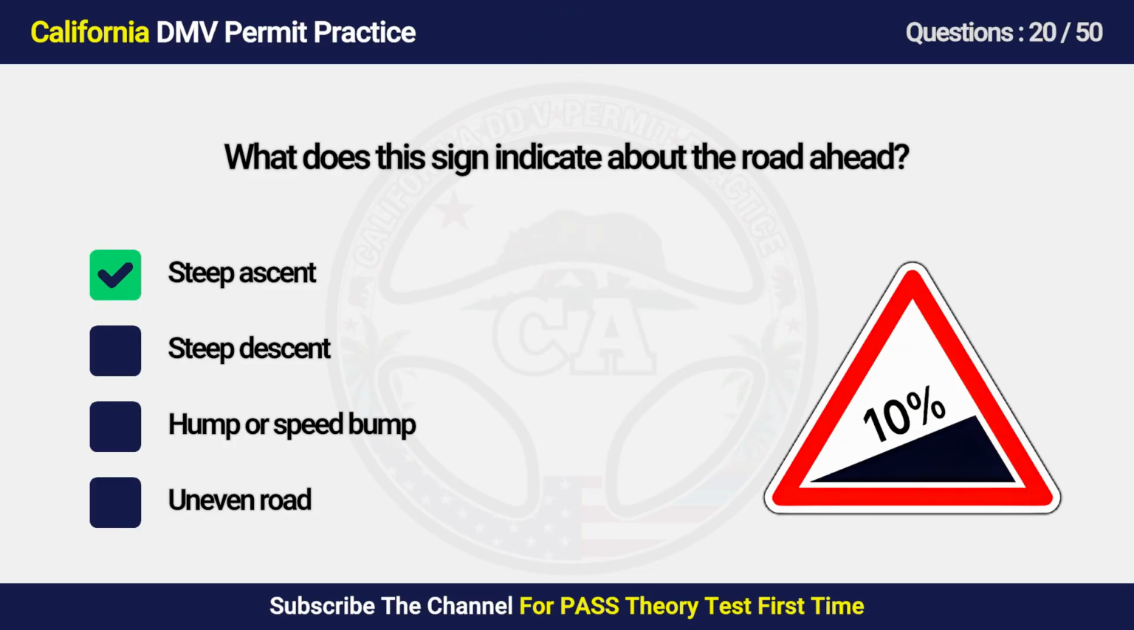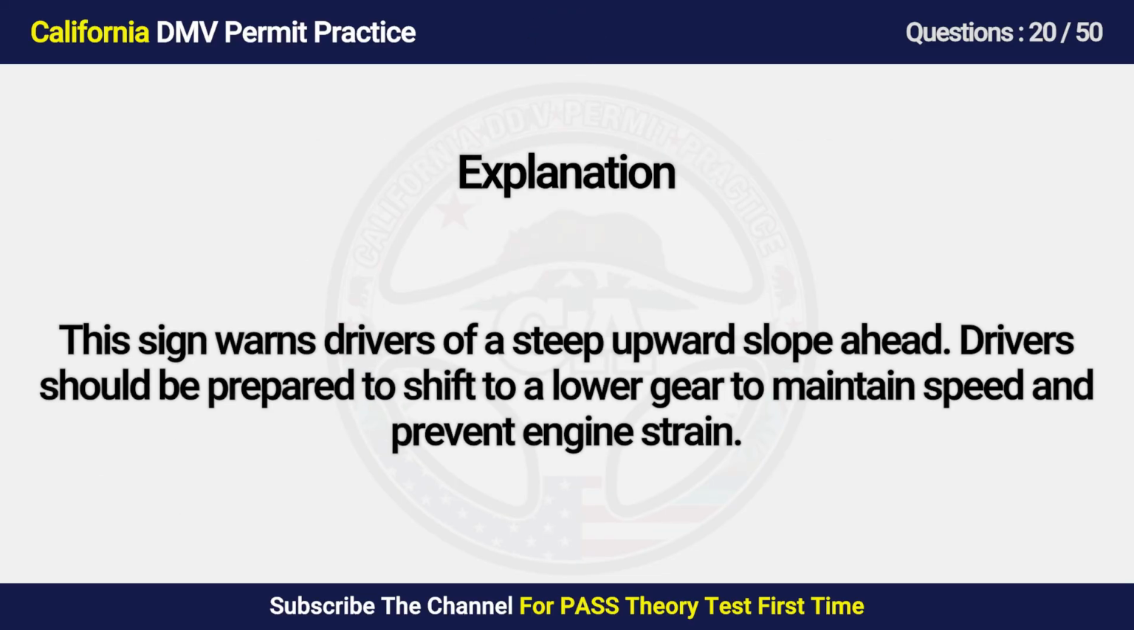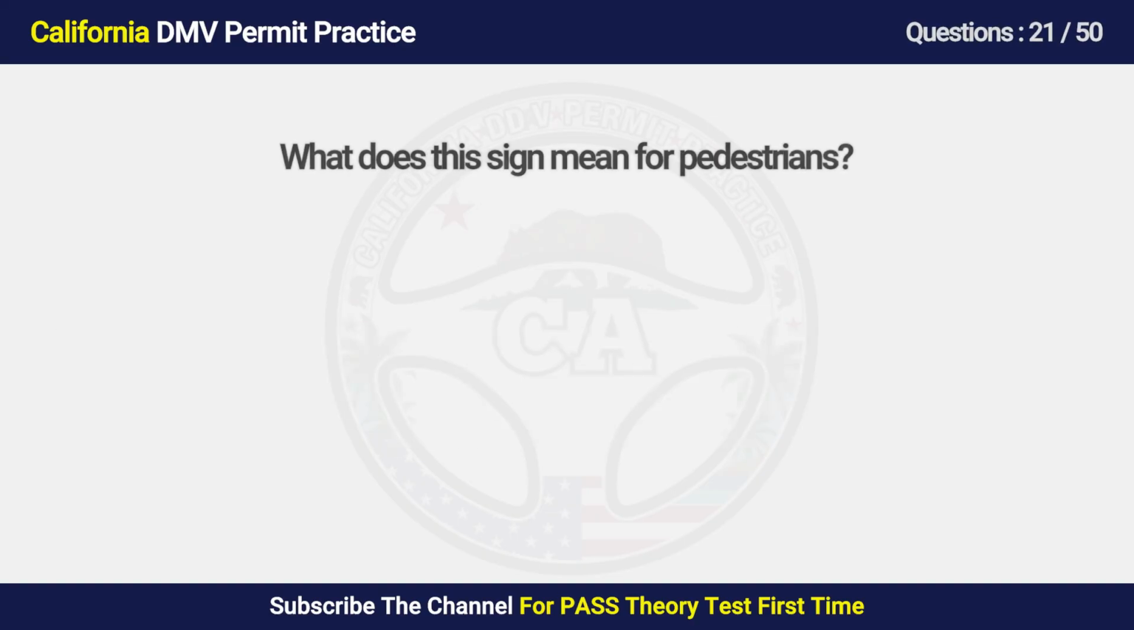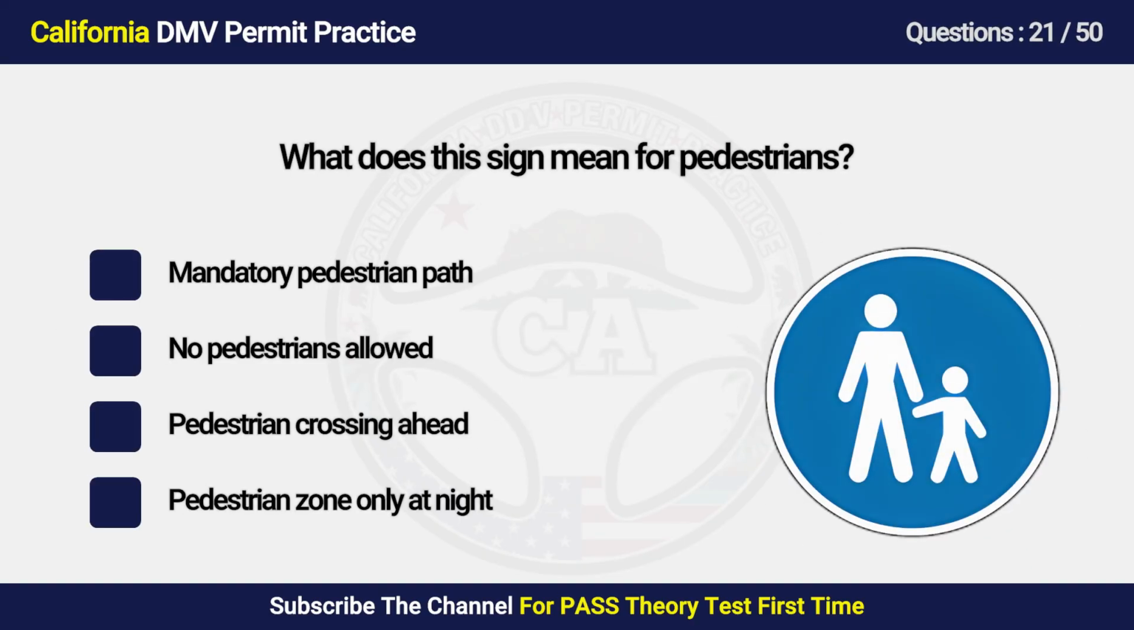Answer is A. Steep ascent. This sign warns drivers of a steep upward slope ahead. Drivers should be prepared to shift to a lower gear to maintain speed and prevent engine strain. Question 21. What does this sign mean for pedestrians?